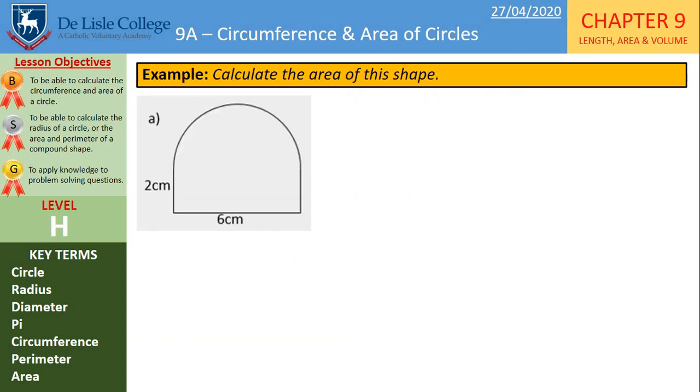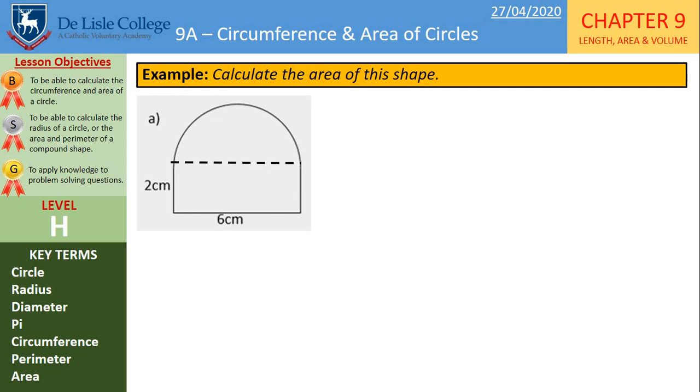Okay, let's have a look at a different example. So this shape uses a circle, but it also isn't quite a semicircle. So we're going to copy this down, we'll sketch the shape and label it. Now what you may notice is that this is a semicircle and a rectangle. If you put in the dotted line to separate the two shapes, that will help you visualise what you need to do.